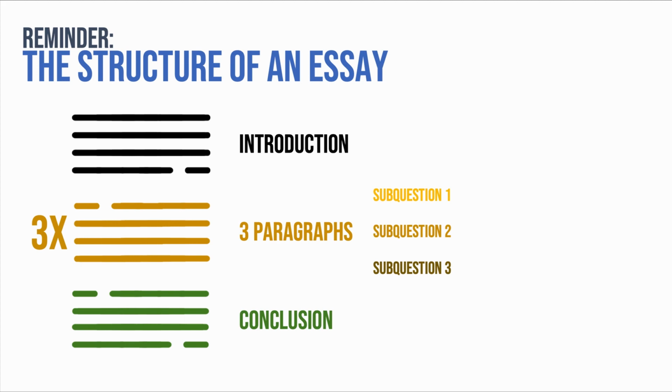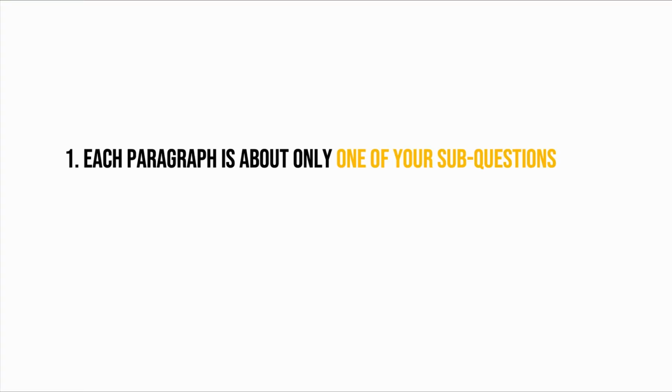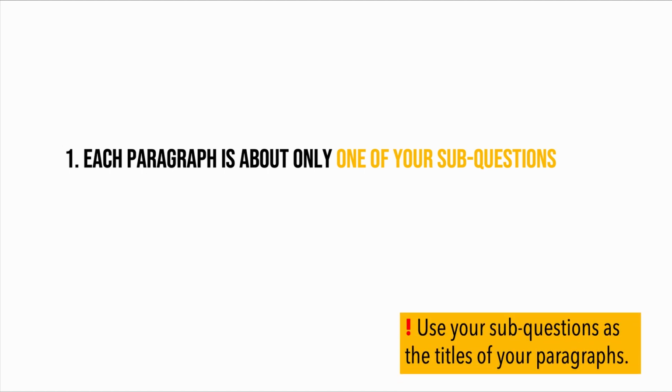You might remember this overview from the previous video. Today we will go through the steps of writing a paragraph, in other words, the middle part of your essay shown in yellow here. So, how to write a paragraph? There's a couple of things you need to know first. 1. Each paragraph is about only one of your sub-questions. This means that you write 3 paragraphs in total, since you have 3 sub-questions. Use the sub-questions as the title for your paragraph as a reminder to yourself and to your readers.